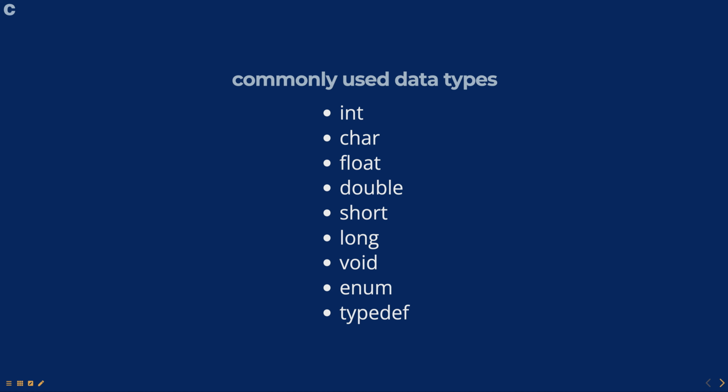Void is used to indicate that a function does not return a value. Enum is used to define a set of named integer constants. Typedef is used to give an alternative name to an existing data type.